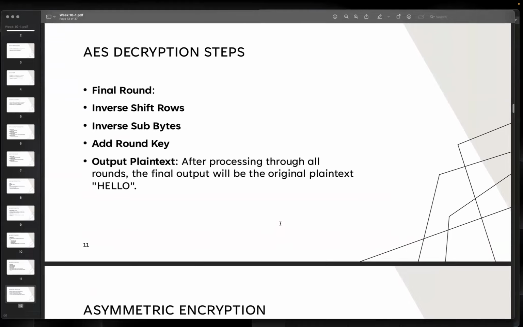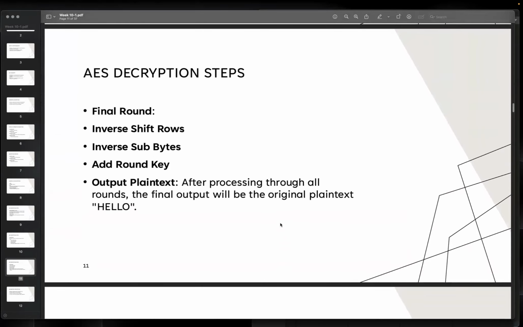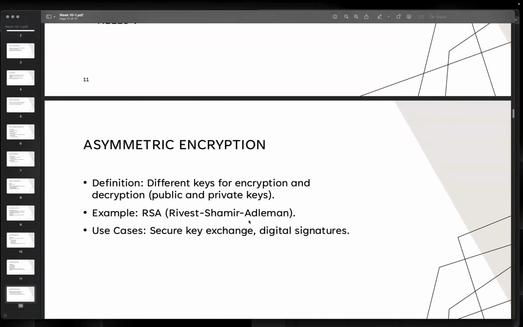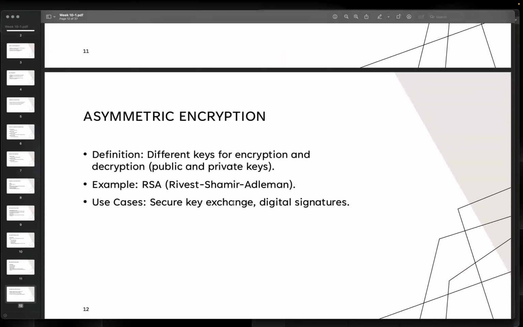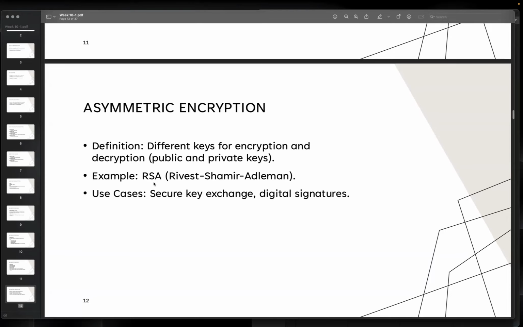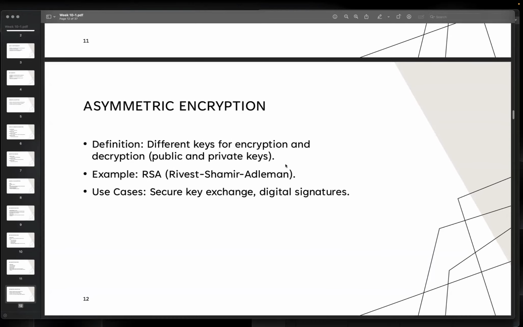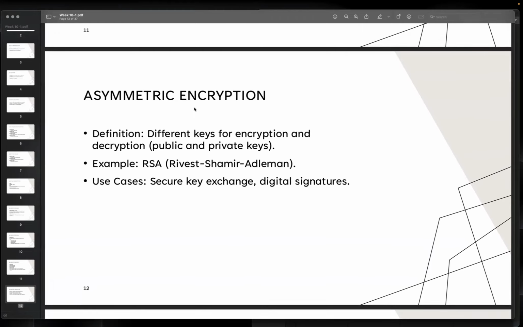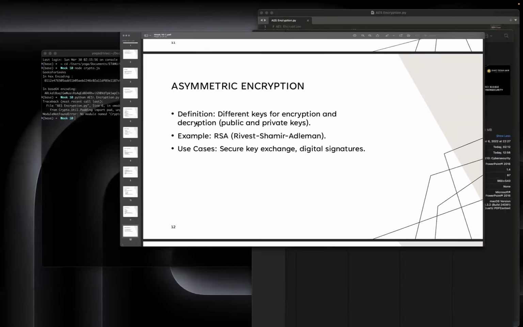Later, when we cover asymmetric encryption, I will move on to give some examples with it. If you have tried using the AWS tool, I asked you to download the key and the certificate, so that will be our RSA. But this one we're going to cover later.